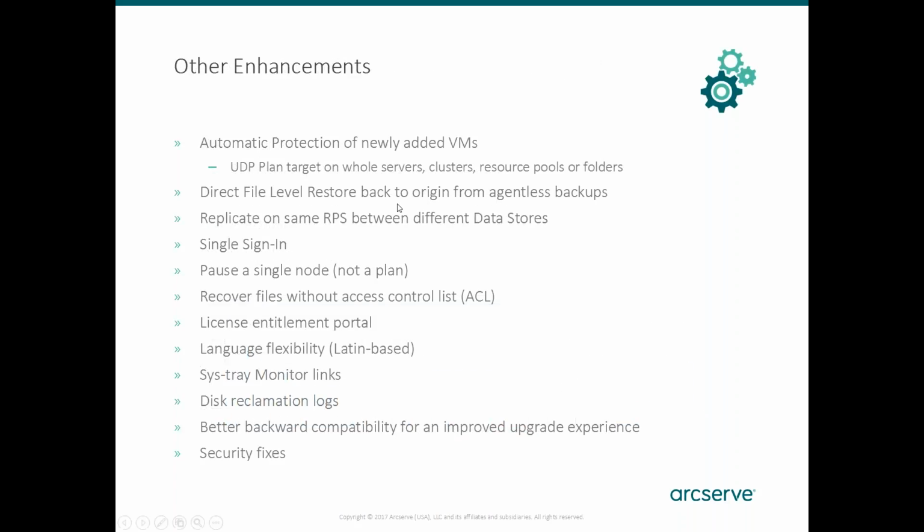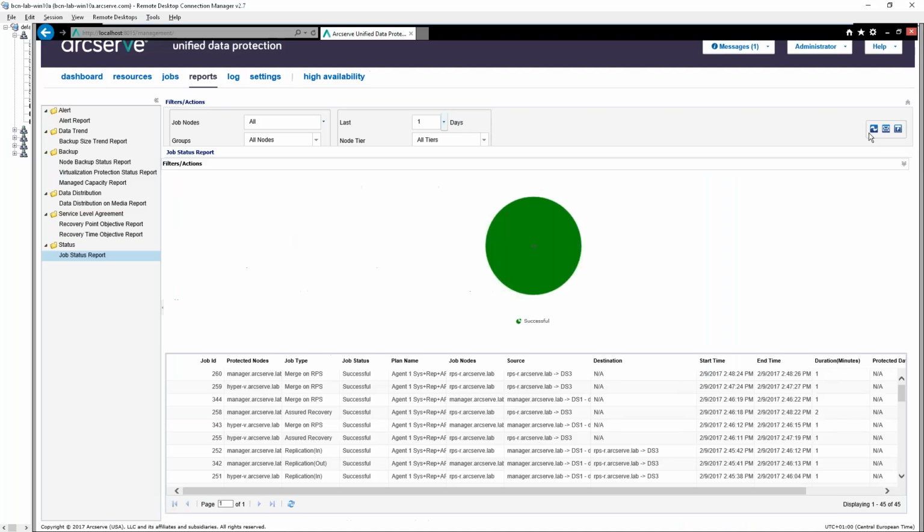So let's quickly look through some of them. We now have a way of automatically protecting newly added VMs. So you can select a whole cluster or a folder, and it would back up everything within that entity. We can do direct file restores from HNS backups back into the VM without having to install anything. We can replicate on one RPS between different data stores. That's also new. We have single sign-on. That's actually one of my most favorite features.